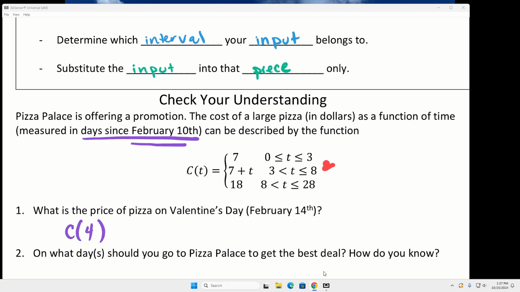The middle one, right? 4 is between 3 and 8. So that is the only piece we're going to use for this part. It would be 7 plus 4. That would be an $11 pizza. It's a pretty cheap date for Valentine's Day.